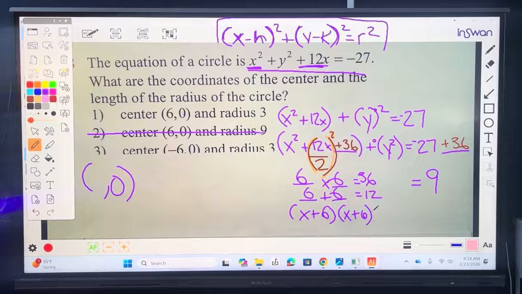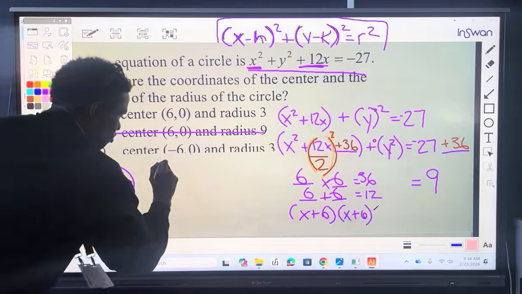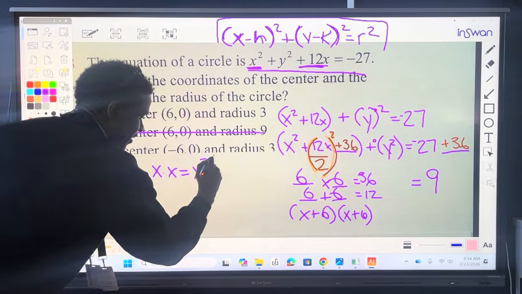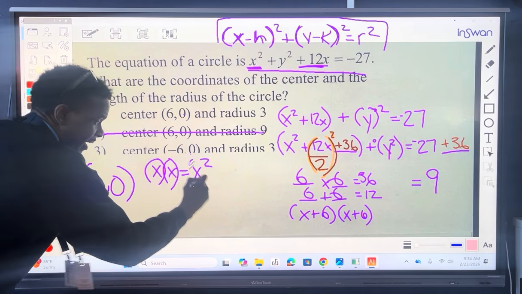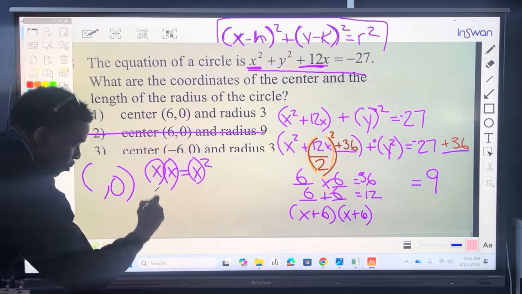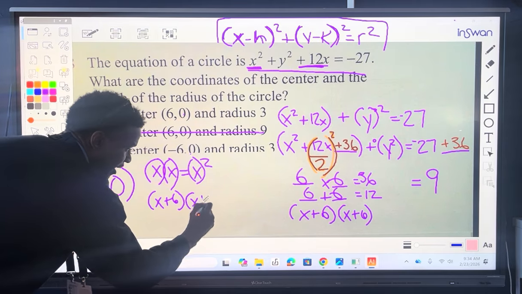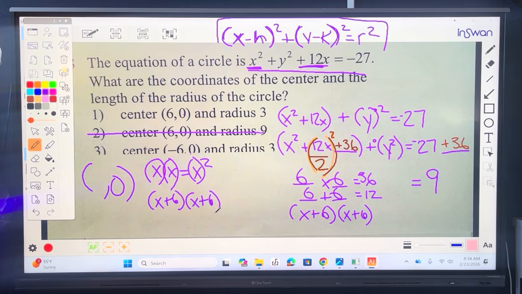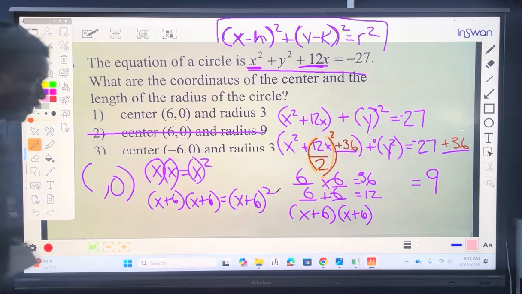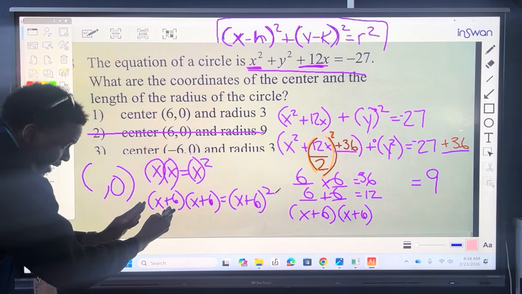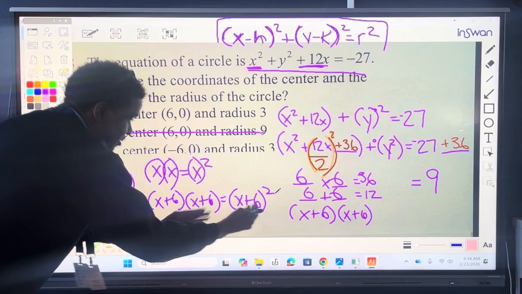Plus 36. No, don't give me the 36. What? X to the power of 2 plus 36. No. Watch. X times x makes what? X squared if they're both in the parentheses. X times x will make parentheses x squared. So what would x plus 6 times x plus 6 make? It will make x plus 6 squared. If x times x is squared, x plus 6 times x plus 6 becomes x plus 6 squared.